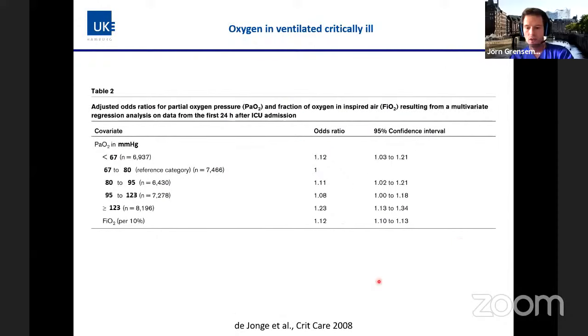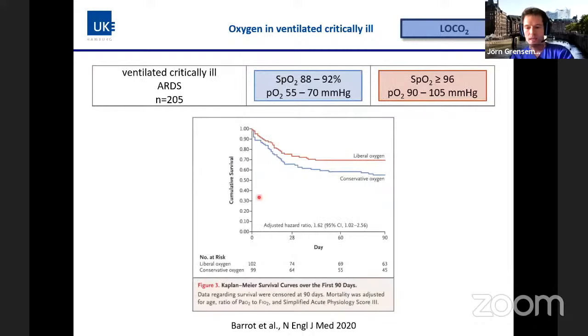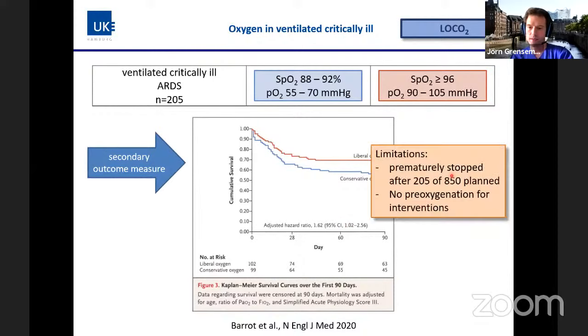And we know from now fairly old retrospective data that in intensive care patients, the optimum range may be in the range of 70 to 80 millimeters of mercury. And one of the first studies challenging this was from Italy. Although this study has some limitations, it was the first hint that conservative oxygen therapy, thus rationalizing oxygen application, may reduce the mortality. On the other hand, a very recent study from France could show that a liberal oxygen therapy may be associated with a decreased mortality. But this was a secondary outcome measure, and the study has some limitations.